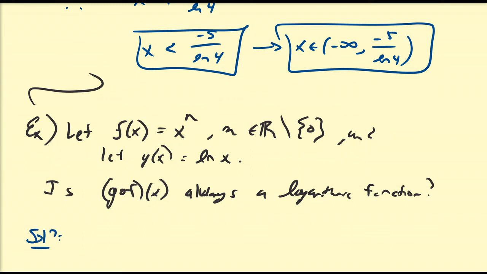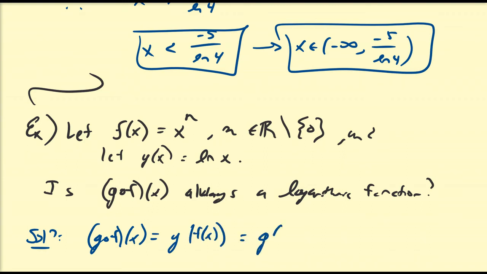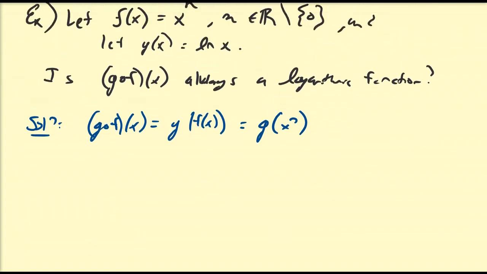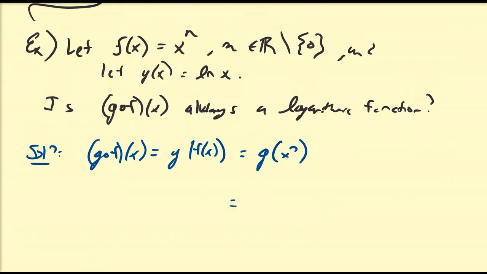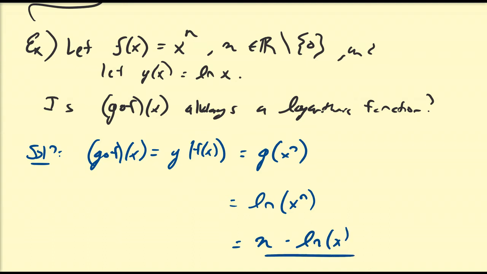So we can easily work that out. g composed with f of x, remember, is the same as writing g of f of x, and f of x is the same as x to the n. So we're going to plug in x to the n into our natural log of x function. So it's going to be the natural log of x to the n, and then we can bring this power down, and we're going to have n times ln of x, right? Which is logarithmic. So that's great. So the answer is yes.